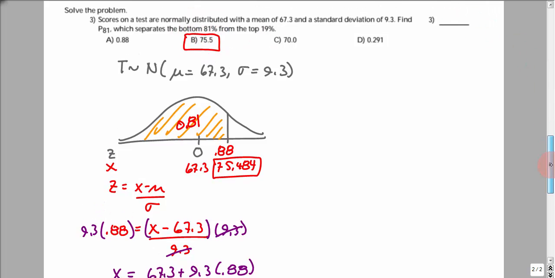Now a couple things to look at here. Before we even get started, we know my mean is 67.3, and I'm looking at the 81st percentile, so I have to have a score larger than 67.3. So right away, I could throw out these two values, and then I'm left, of course, with B and C to work from. Now, how do you do this on your calculator?